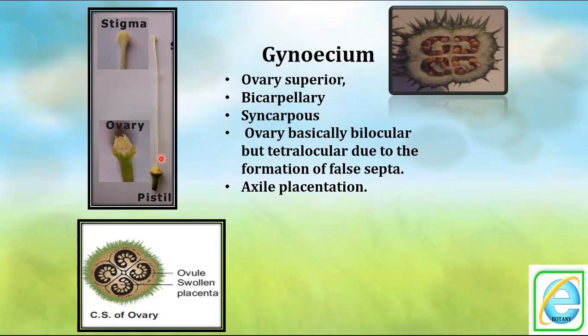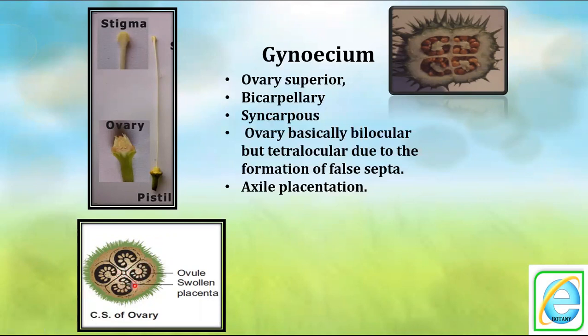Sometimes the ovary is bilocular, but in Datura, false septa are formed. This is the false septa formation. Due to this false septa, the bilocular ovary becomes tetralocular. The four locules are formed. So it looks like a tetralocular, but it has an axile type of placentation.